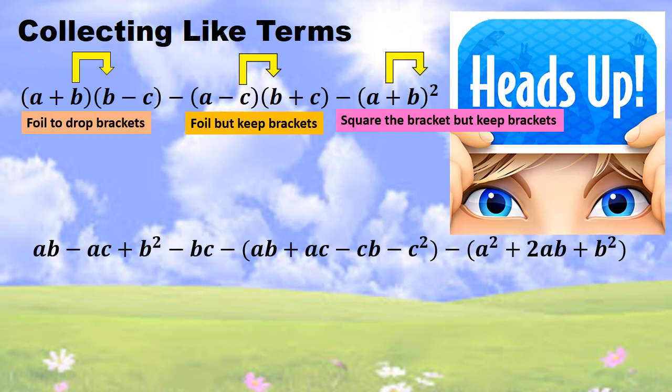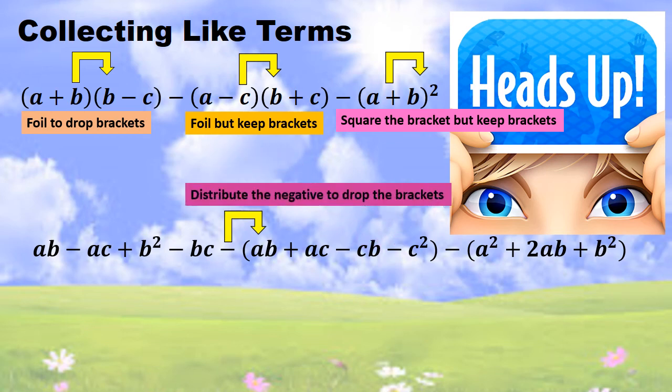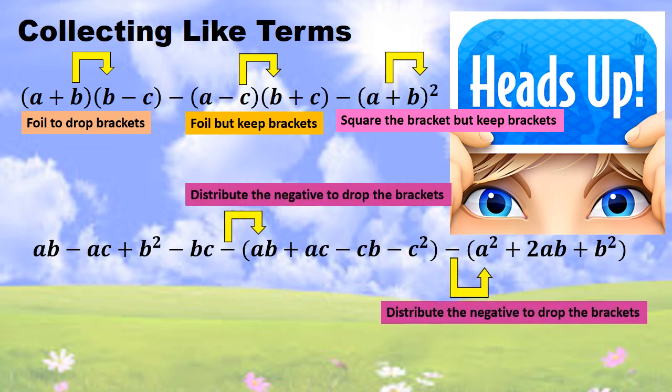The only thing you do is square that bracket. You can do the quick way. The a is being squared, the b is being squared at the back. A times b is ab, times 2 is a positive 2ab. Now we're going to distribute that negative to drop the brackets. Same there. Distribute the negative to drop the brackets.